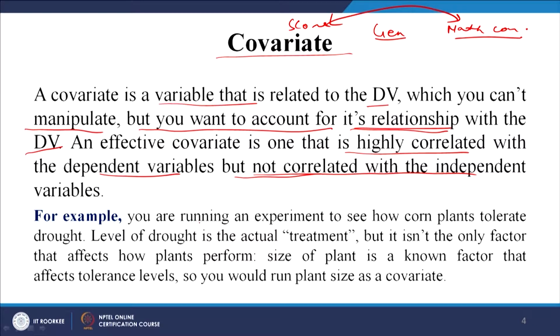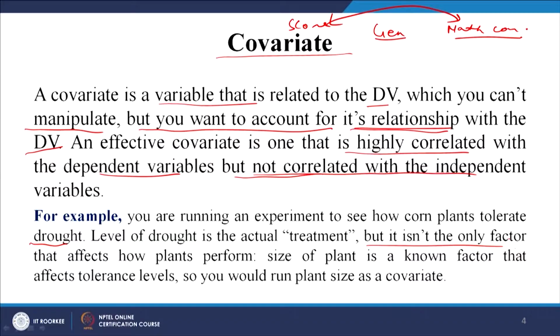For example, let us take another example. You are running an experiment to see how corn plants tolerate drought. So, we will take some dependent variable to measure how the corn plants are tolerating a drought condition. Level of drought is the actual treatment. So, level of drought, suppose 1 is not so much, 2 is higher average, 3 is severe drought, right. But it is not the only factor that affects how plants perform. So, the scientists are thinking that the level of drought is not the only condition that will affect how the corn plants tolerate the drought.